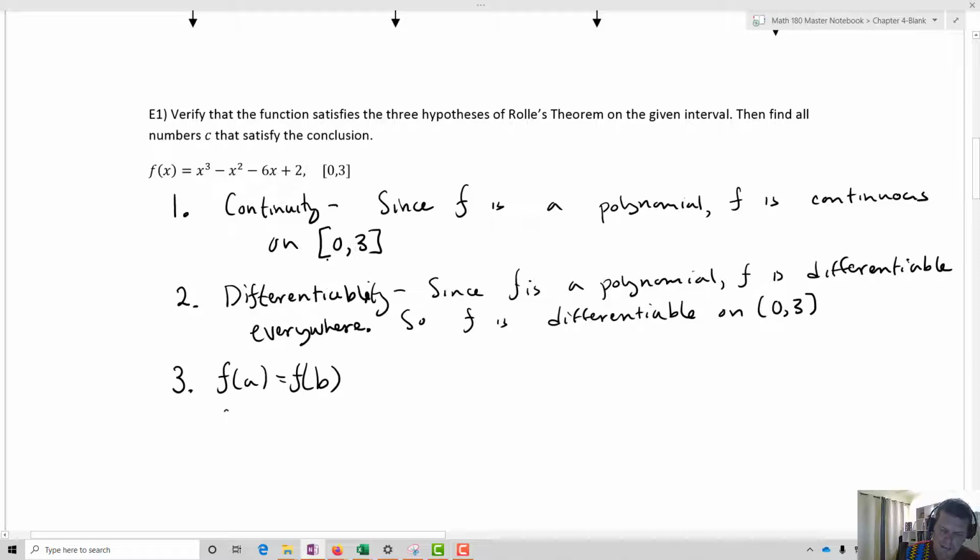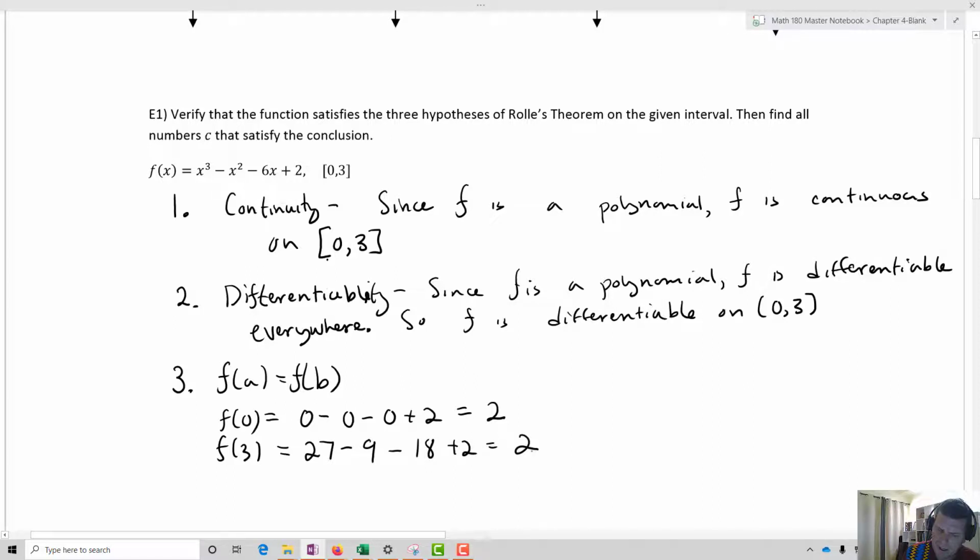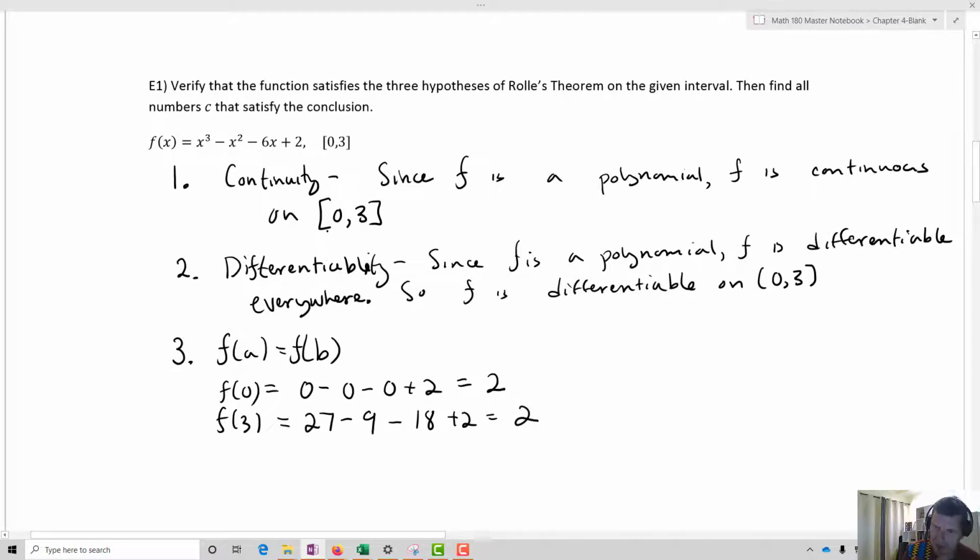Well, let's check. F of 0, so that's our endpoint, is going to equal 0 minus 0 minus 0 plus 2, which equals 2. Then f of 3 is going to equal, right, 3 cubed is 27, minus 3 squared is 9, minus 18 plus 2, and that is also going to equal 2. So now we've got the 3 conditions of Rolle's theorem confirmed.